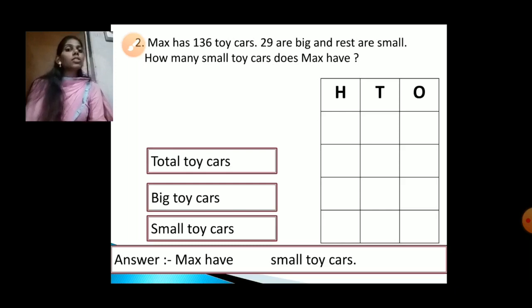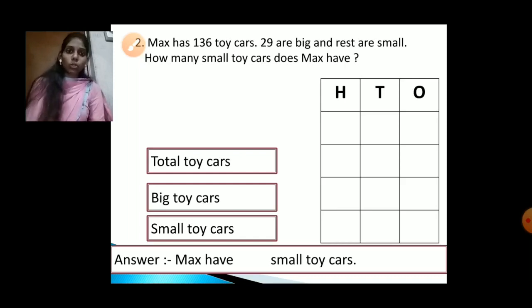Okay? So for that purpose, what you will do? Yes, you will subtract, because you have to find out the how many cars, small toy cars. Okay? They have already given the total. You have to find out the small toy cars. So what we will do? Here you have to find out the difference. Okay? So for that purpose, what you will do? Yes, you will subtract the numbers.